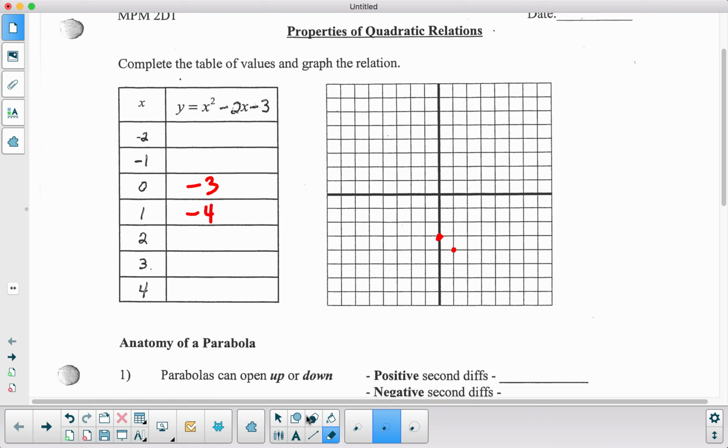All right, next point. If x is 2, subbing in 2 for x, we have 2 squared, which is 4, and negative 2 times 2 is minus 4, and then minus 3. So when x is 2, we have 4 minus 4 is 0, minus 3 is minus 3. All right, so the next point is 2 and negative 3. So here's 2 and negative 3.